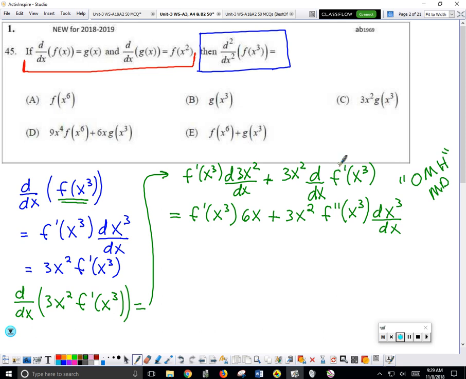I see. So if you're looking at it in comparison to the rule, you know the derivative of f of g of x equals f prime of g of x times g prime. So the f prime in the rule would be like the f double prime in this problem, right? And then the x cubed would be the g of x, and the derivative of x cubed would be the g prime of x. Perfect.